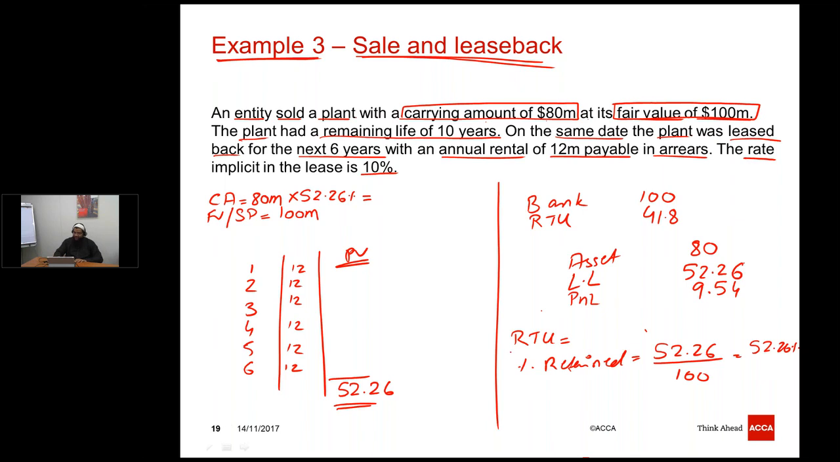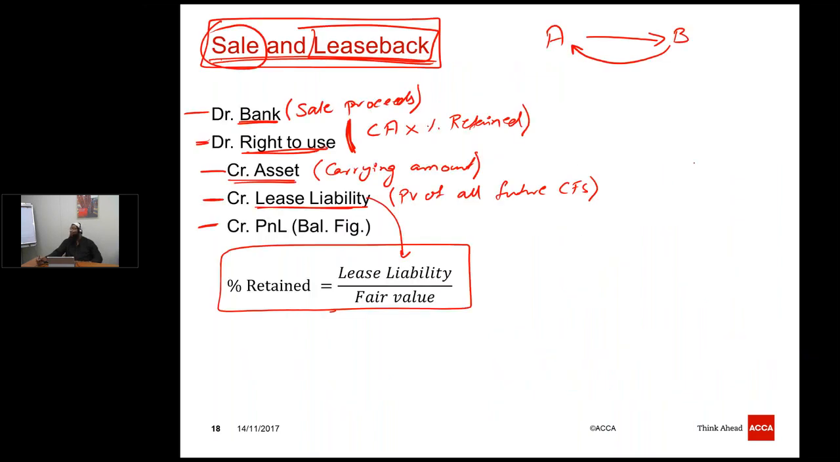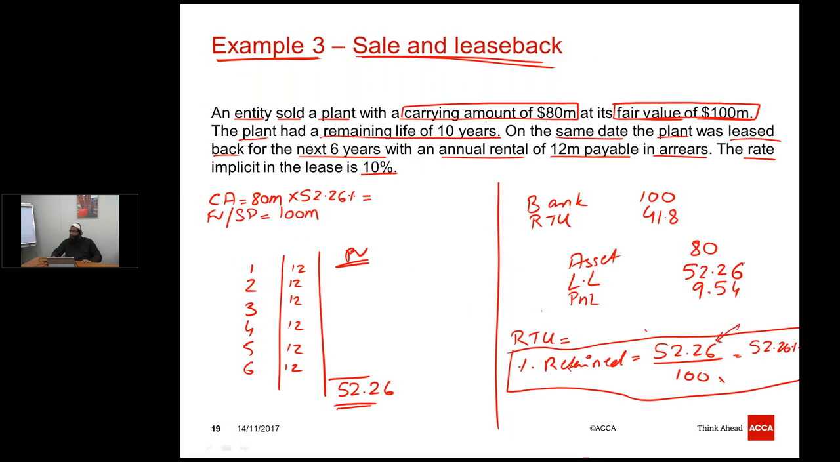Smitha wants to know how we have calculated the percentage retained. Smitha, the percentage retained has a formula. If I move back onto the previous slide, this is the procedure of calculating the percentage retained: the lease liability divided by the fair value. So the lease liability we have calculated is 52.26 and the fair value was actually 100. So this is how we have calculated the percentage retained.